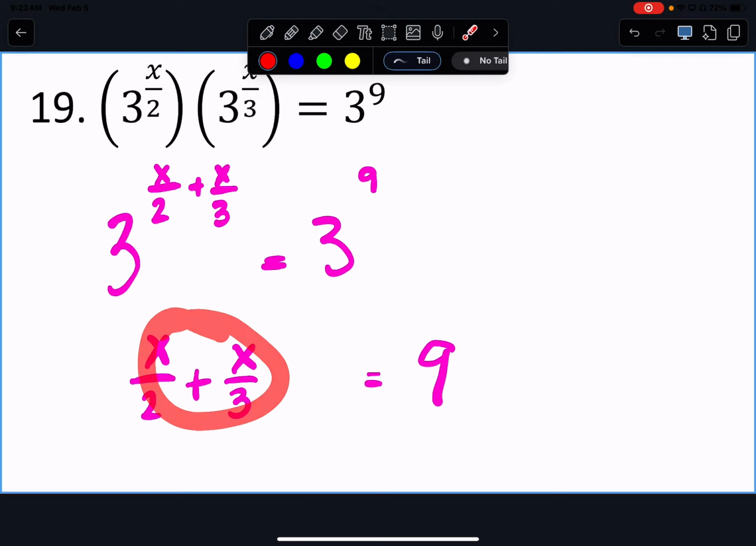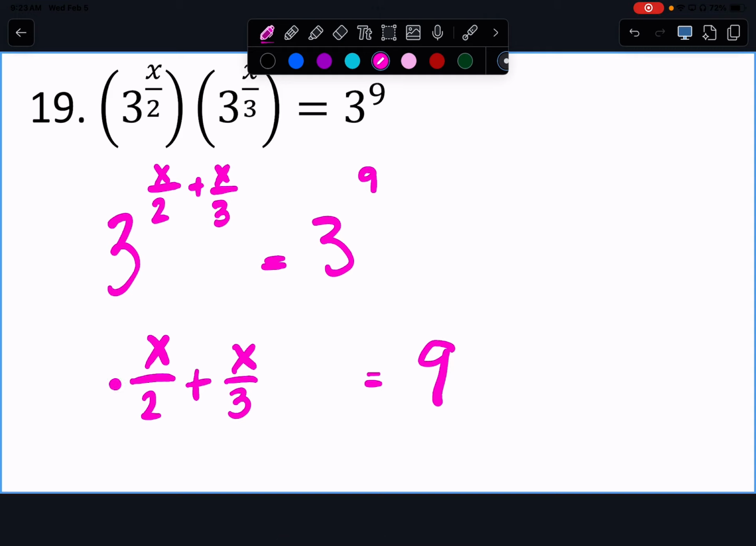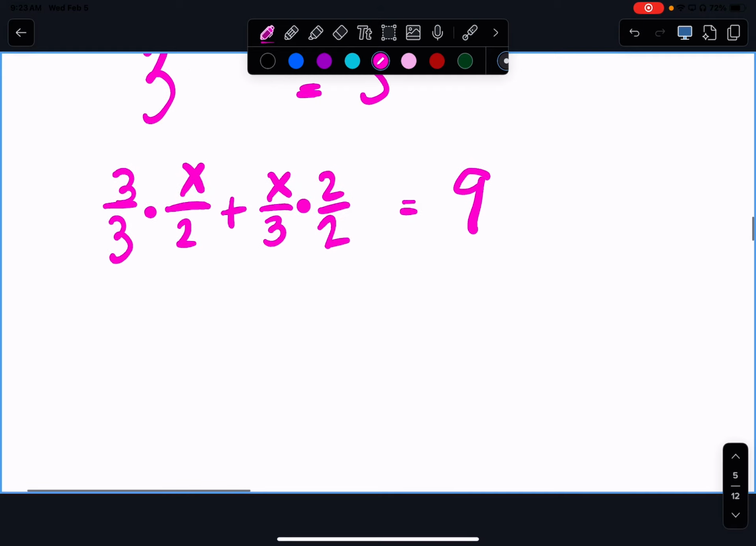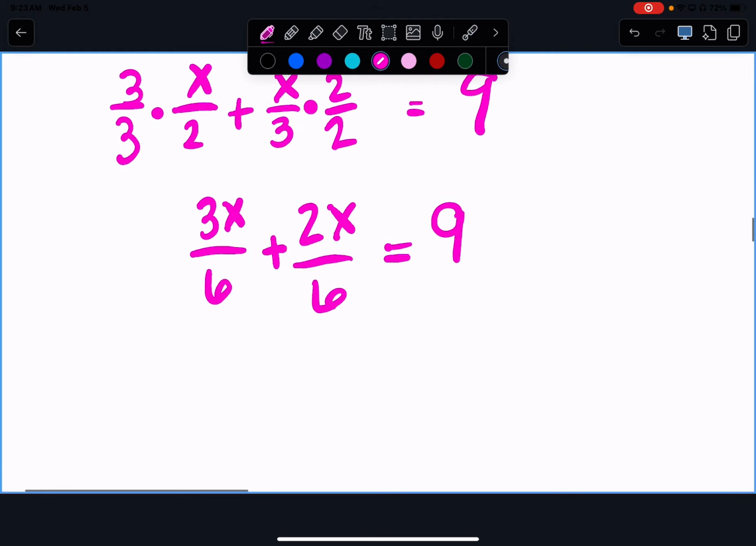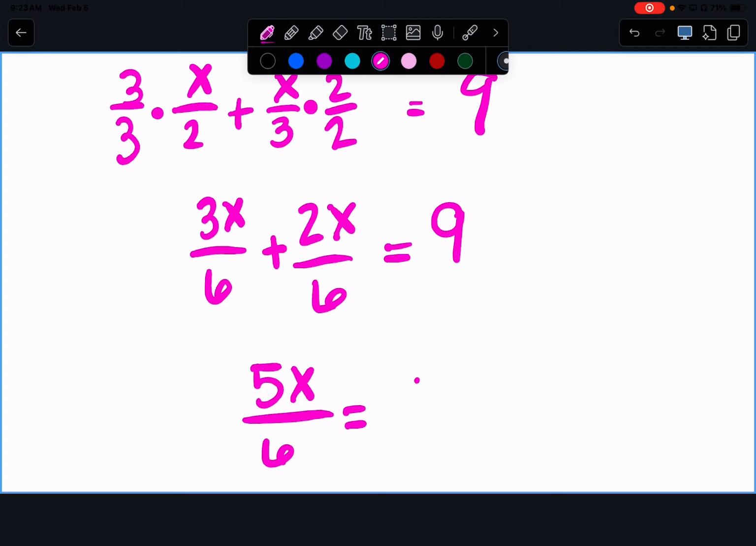Can I add those as they are now? No. What do I have to have in order to add 2 fractions? Same denominator. What is the least common denominator? 6. Okay, so what do I need to multiply the first fraction by to get that? 3 over 3. And what do I need to multiply the second one by? And then we get 3x over 6 plus 2x over 6 equals 9. What is 3x plus 2x? 5x. 5x divided by 6 equals 9.